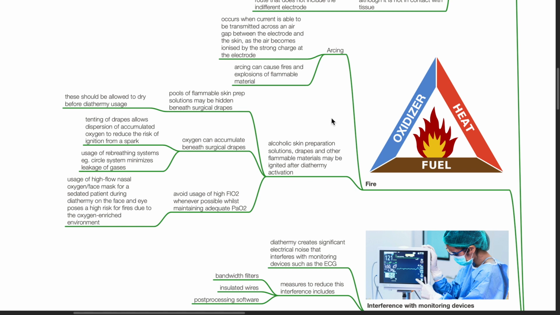Oxygen can accumulate beneath surgical drapes. Tenting of drapes allows dispersion of accumulated oxygen to reduce the risk of ignition from a spark. Usage of rebreathing systems, such as circle system, minimizes leakage of gases. Avoid usage of high FiO2 whenever possible while maintaining adequate PaO2. Usage of high-flow nasal oxygen or face mask for a sedated patient during diathermy on the face and eye poses a high risk for fires due to the oxygen-enriched environment.